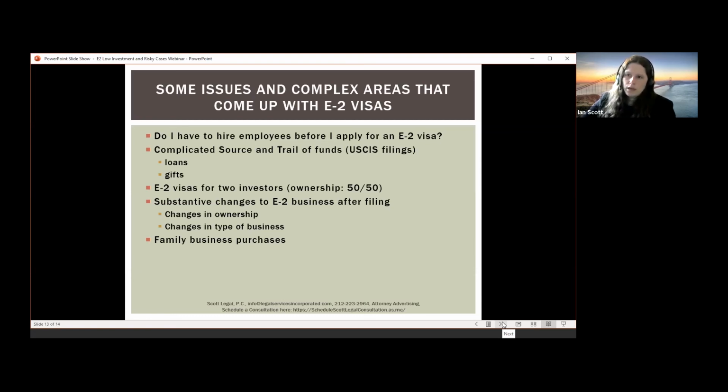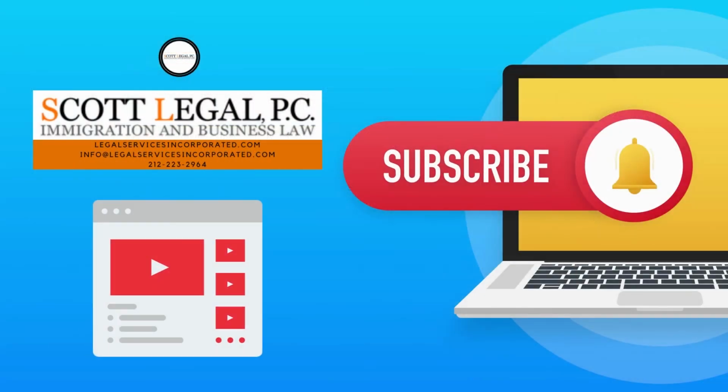For loans, loans are acceptable as a source of E-2 investment, but they cannot be secured by the assets of the E-2 business. If they're secured by your personal property, for example, if you get a home equity line of credit, that type of thing can be very straightforward as a good source of funds for the E-2. Sometimes people want to apply with 2 investors. In that case, you have to have ownership of 50-50 if you want to be both investors.